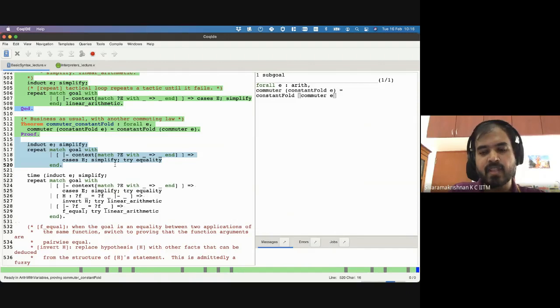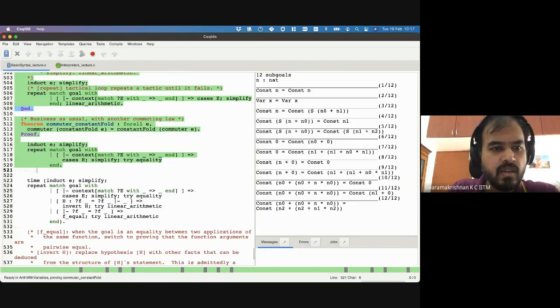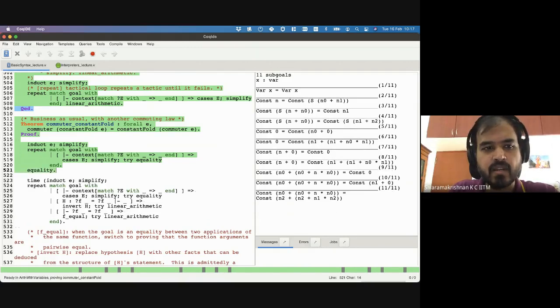Yeah, so this will take a few more minutes. Okay, fine. So what do we have here? We have 12 subgoals. Why didn't this one go through? Right. So why does equality go through? It solved many of the goals, but some of them are still there. Oh, equality is going through.